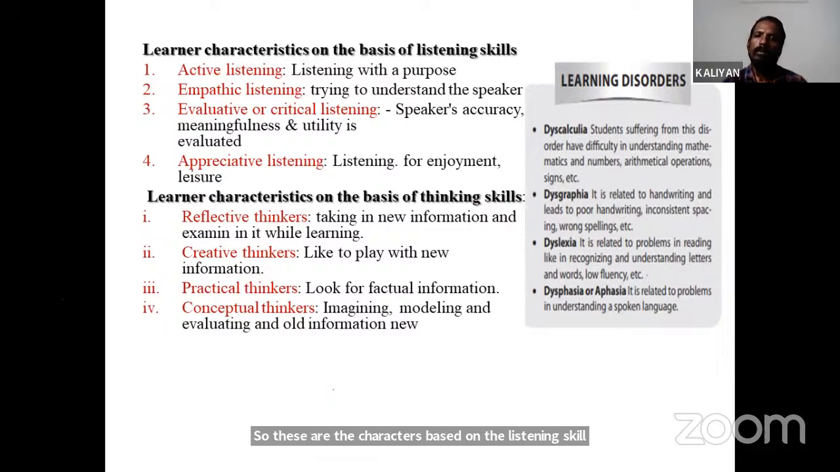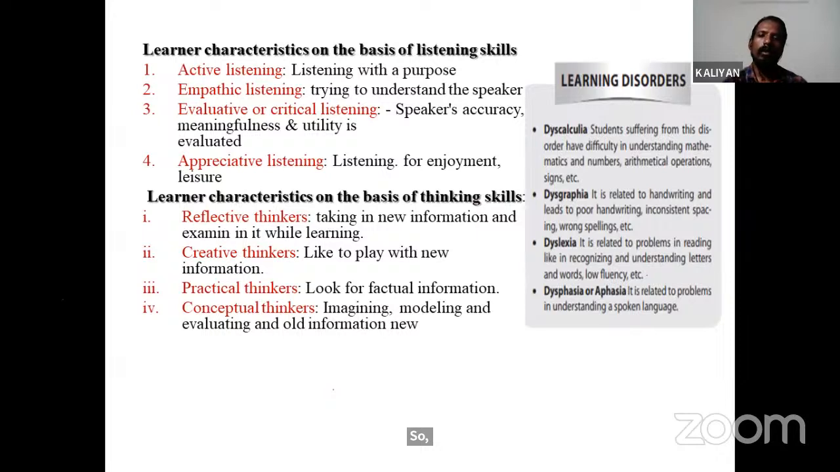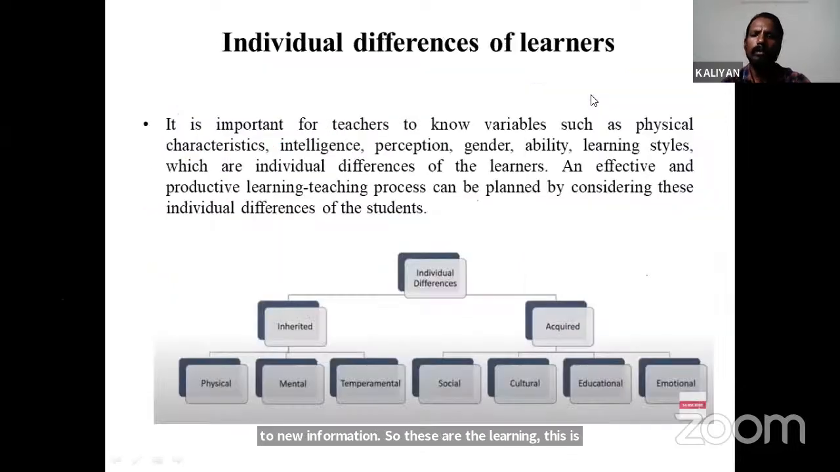And next, on the basis of thinking skills. First one is reflective thinkers, taking in new information while learning. Second is creative thinkers, who play with the new information. Third is practical thinkers, who look for factual information. And fourth is conceptual thinkers, who imagine or model and evaluate old information into new. A conceptual thinker turns old information into new information. So these are the learning disorders. This is very, very important.